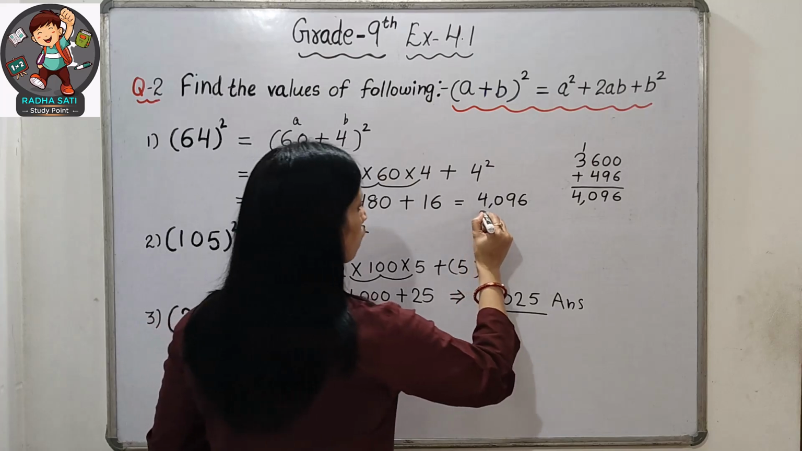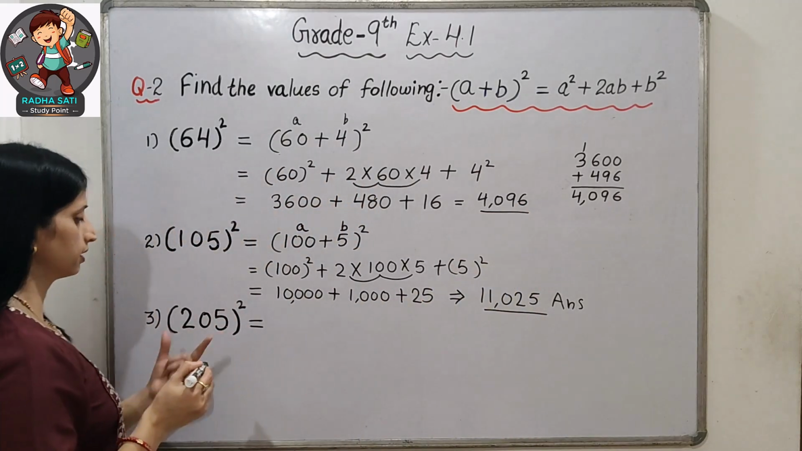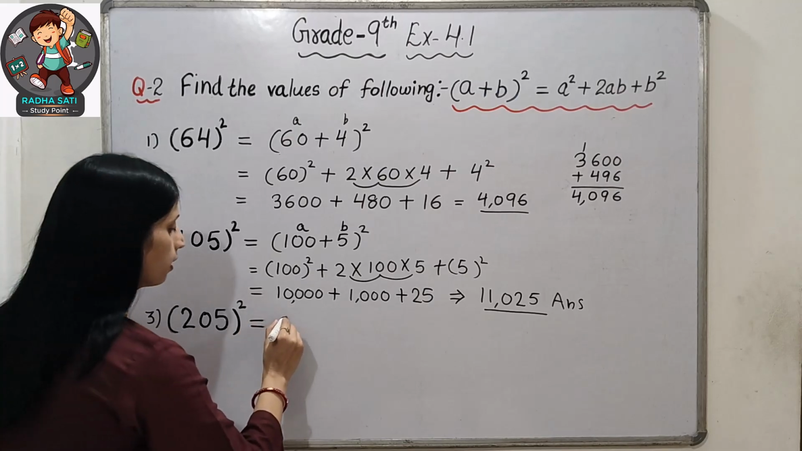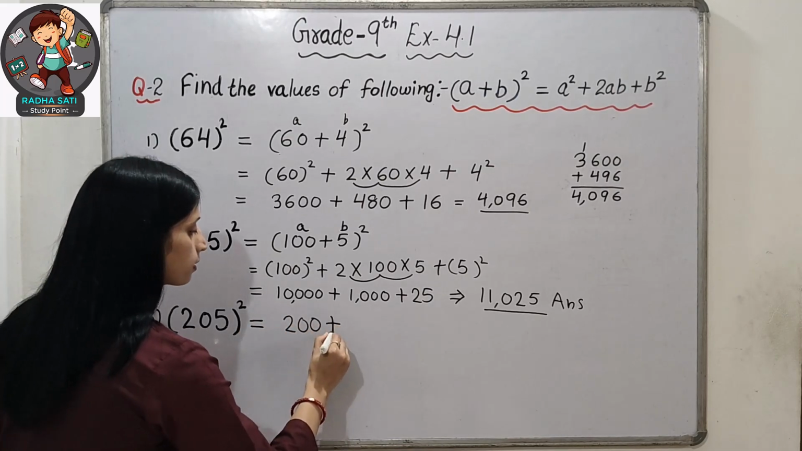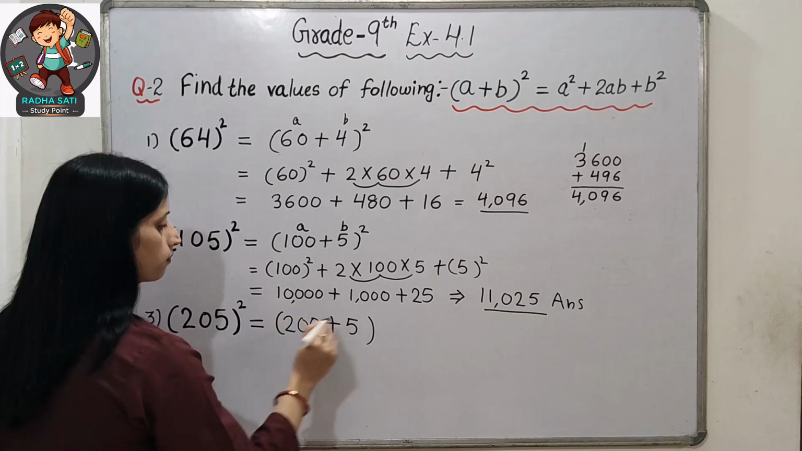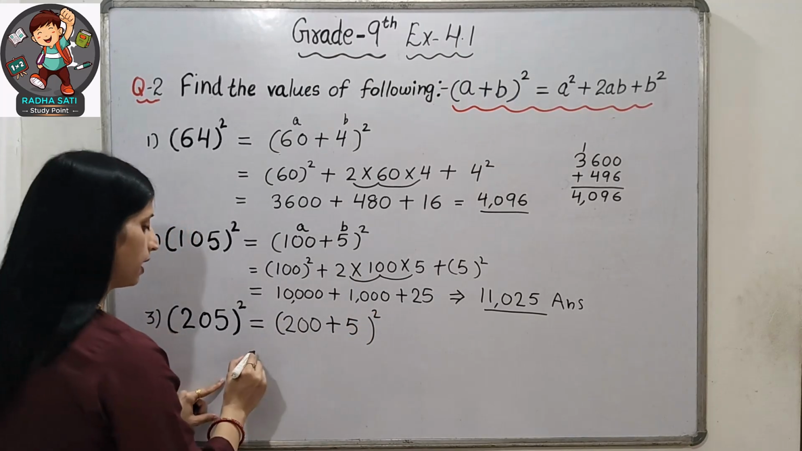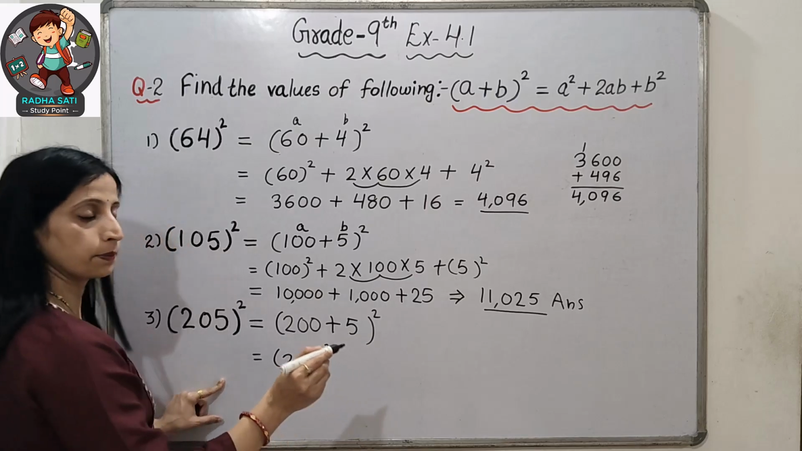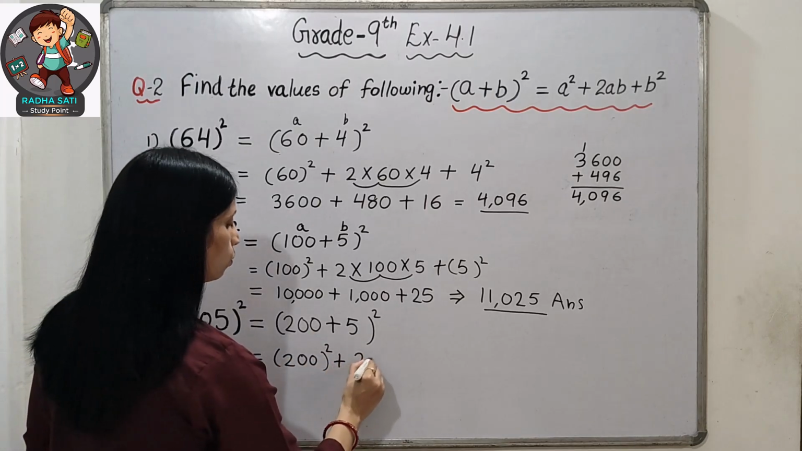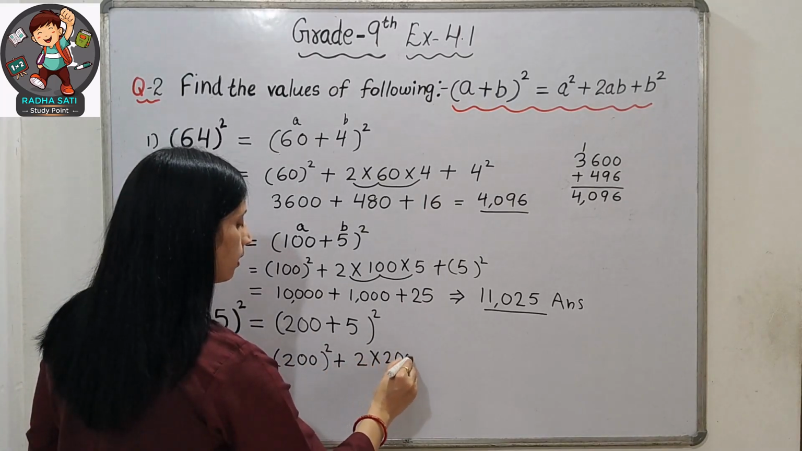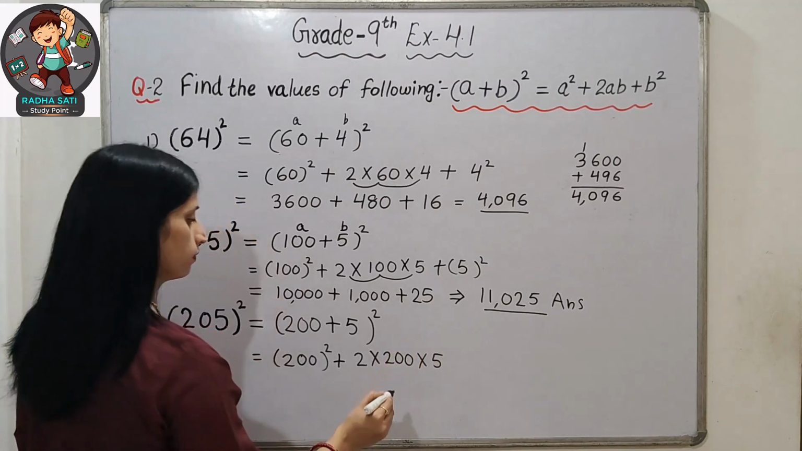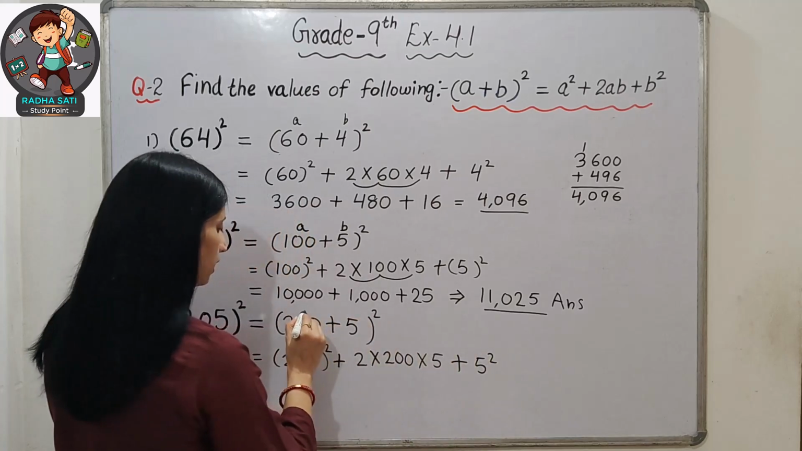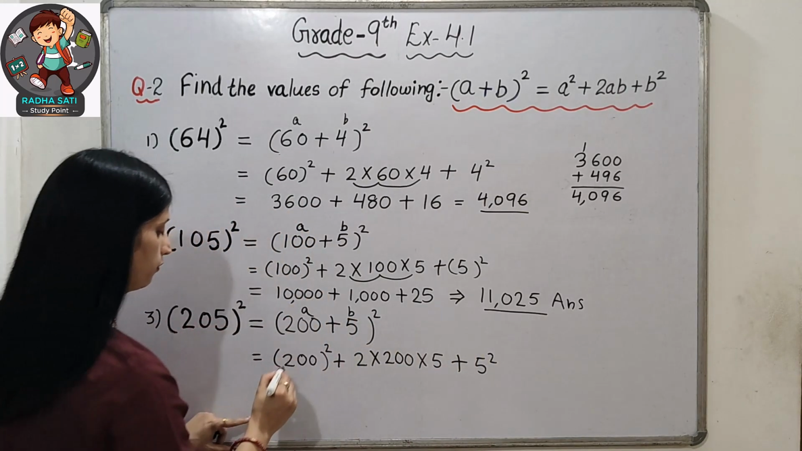In the first one the answer was 4,096. Similarly, let's do this third one. Now how can we break this down? 200 plus 5 whole square. Use the same identity, a square, that is 200 square, plus 2a and b is 5, plus b square. What is b? 5. So b square. So a is 200, b is 5.